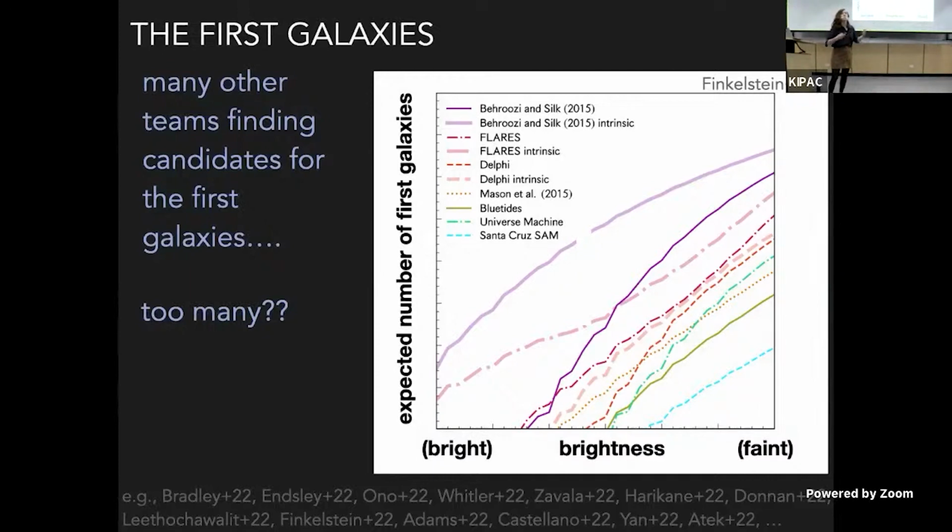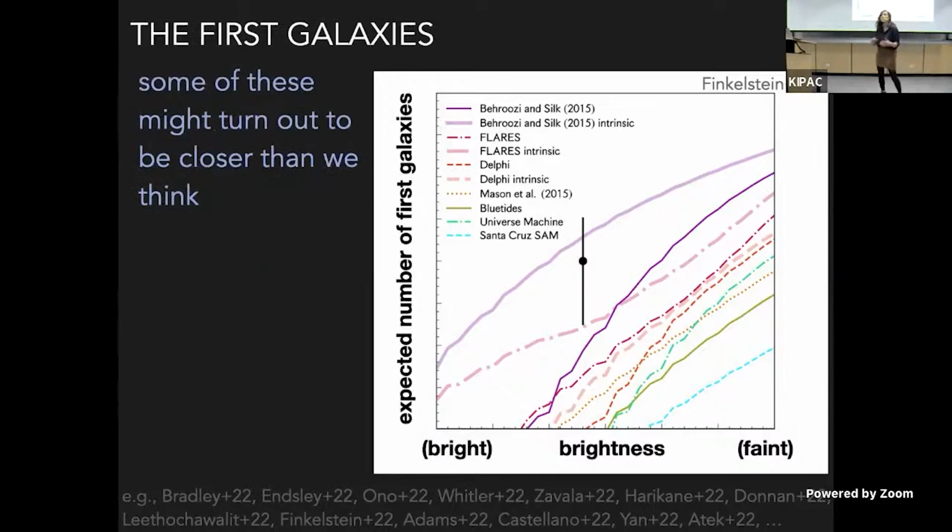This is a plot from one of these many papers, led by Steve Finkelstein, of how many first galaxies we're expecting to see as a function of how bright they are. Ignore all the labels on the lines. These are just different theoretical models, given what we know about the universe, of how many early galaxies we should find. In Steve's paper, he was just looking at one of these candidate first galaxies, and that data point is here. So he already found more galaxies by finding one galaxy that's so bright that his data point is above almost all of these models by a factor of several.